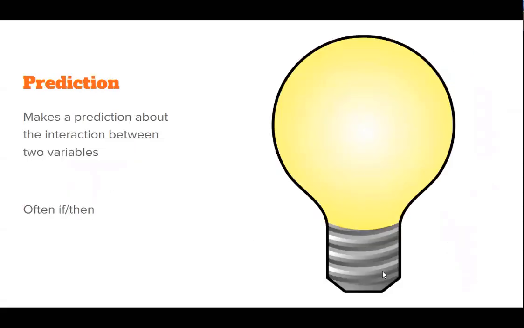So again, if it doesn't make a prediction, it is not a hypothesis. Please, please, please stop picking questions as hypotheses in your multiple choice answers. It cannot be a question. It has to make a prediction. It has to be something that we could look at afterwards and say, oh, that's true, or oh, that wasn't true at all. Do they all have to say if and then? If-then is not required, but it's a really handy way to test if you're really writing a hypothesis.